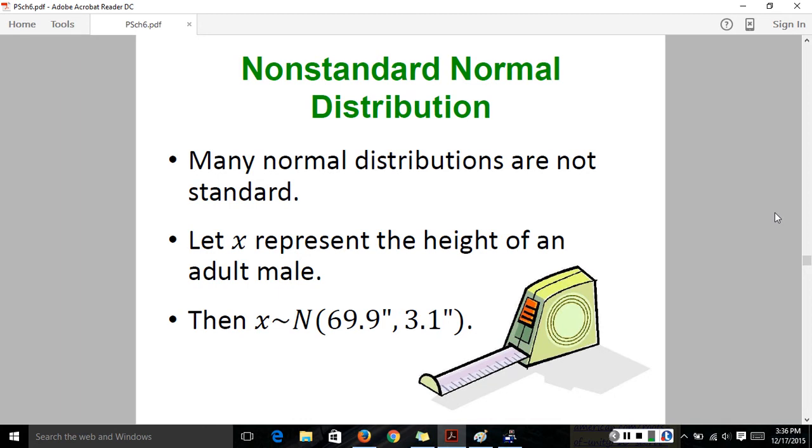And a non-standard normal distribution is a normal distribution that is not standard. That means the mean is not 0, the standard deviation is not 1. Instead, we have other means and other standard deviations. For example, if we let x represent the height of an adult male, then x is normally distributed with a mean of 69.9 inches and a standard deviation of 3.1 inches. Notice here the mean is not 0, it's 69.9. Standard deviation is not 1, it's 3.1. So now we're not dealing with standard scores, we're dealing with raw scores, non-standard scores.